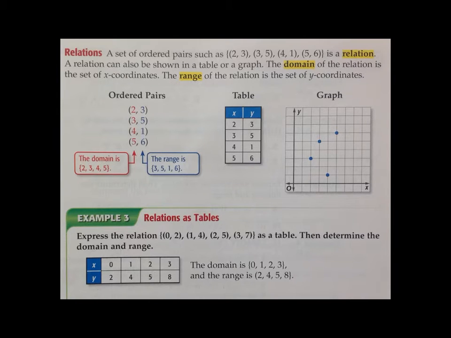When you have a table, you have an X part of that table and a Y section of the table, and in this case, here's the ordered pair (2, 3), so you would just put 2 in the X column, and in the Y column you'd have 3. And in your next ordered pair, (3, 5), 3 would go in the X column, 5 would go in the Y column.